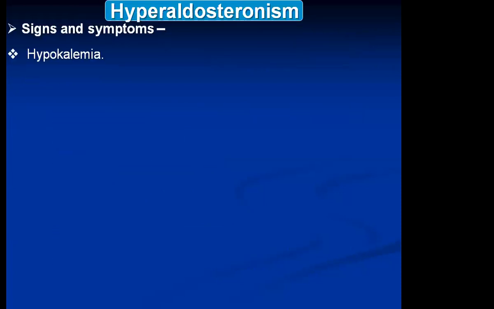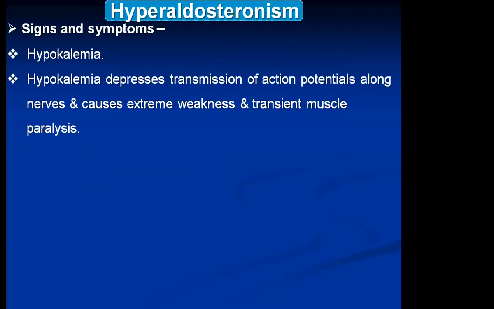So what are the signs and symptoms of hyperaldosteronism? There will be hypokalemia. Do you agree? Now we had seen in the normal action, it causes an increase in the reabsorption of sodium, while it will cause an increase in the excretion of potassium, isn't it? And therefore, in case of hyperaldosteronism, there will be hypokalemia. What will hypokalemia cause? Hypokalemia depresses the transmission of action potential along the nerves and causes extreme weakness and transient muscle paralysis. Why does hypokalemia depress transmission of action potential?